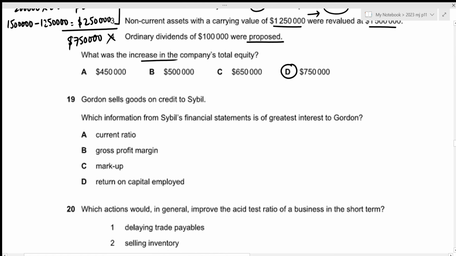Gordon sells goods on credit to Sybil. Which information from Sybil's financial statements is of greatest interest to Gordon? So if Gordon is selling goods on credit to Sybil, Gordon will definitely be interested in the liquidity of the company. So we're looking for liquidity ratios such as the current ratio or acid test ratio, and we're given current ratio in option A. That's the correct answer. Let's move towards the 20th question.